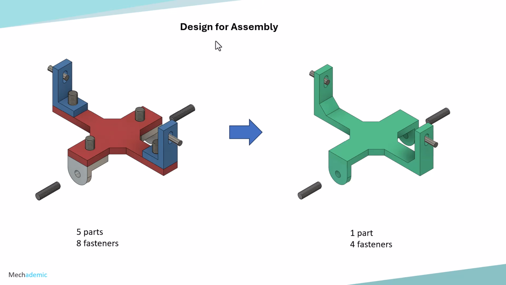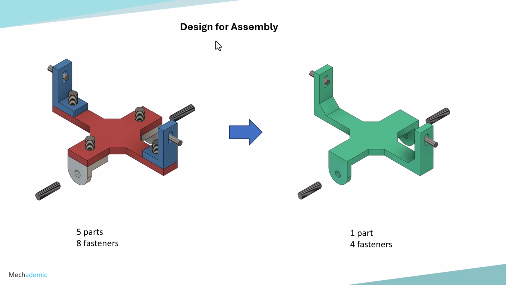In this video, I'll be talking about design for assembly. Now, design for assembly is a very important activity for design engineers, especially in the concept development phase when we are developing new types of concepts to solve problems. So when we are designing systems, we need to design with assembly in mind.